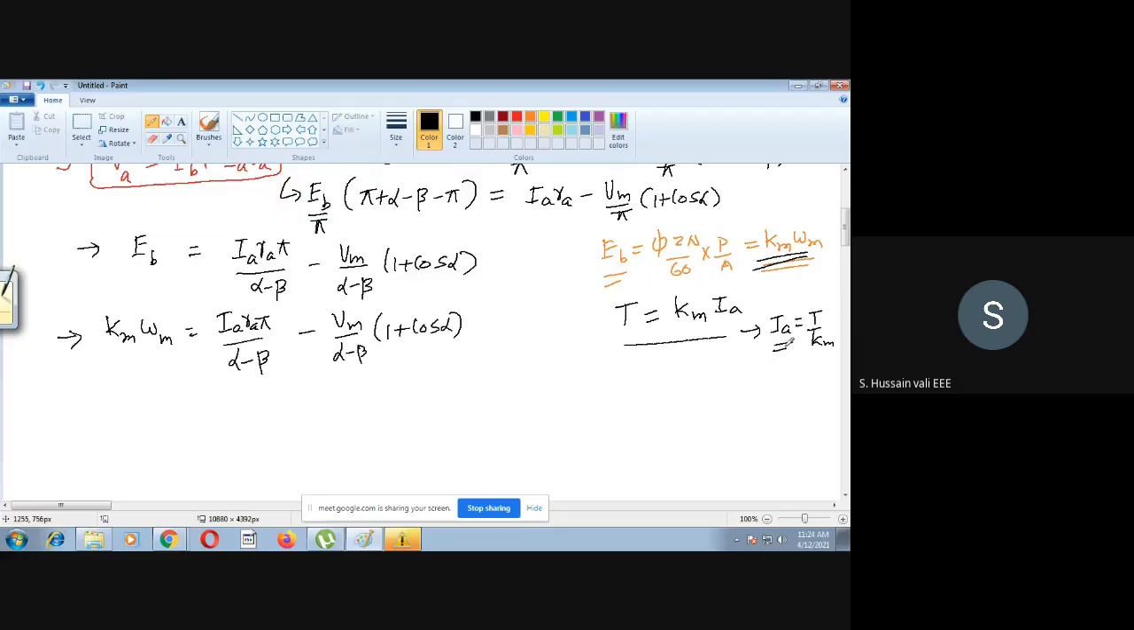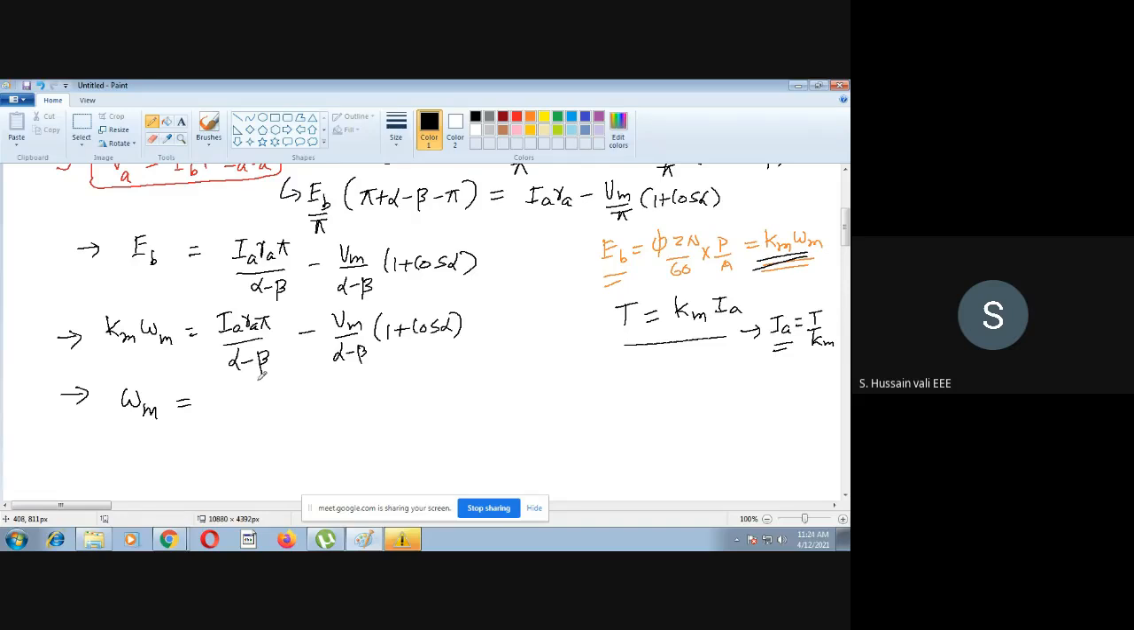So you have Ia here, so we'll substitute Ia here, and also we'll send this Km towards the right hand side. Then omega m is equal to, okay, Ia can be written as T by Km. So one more Km is there. Then what is the answer we get at the end?